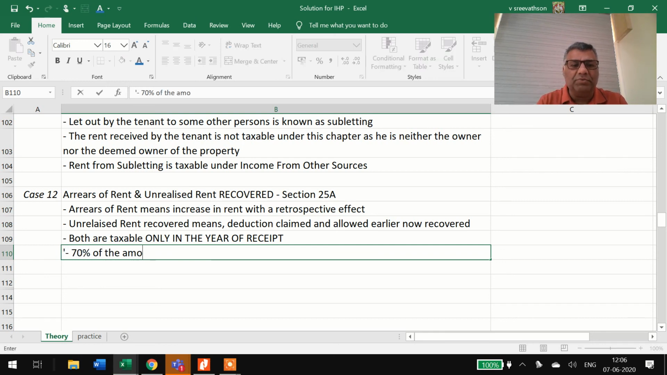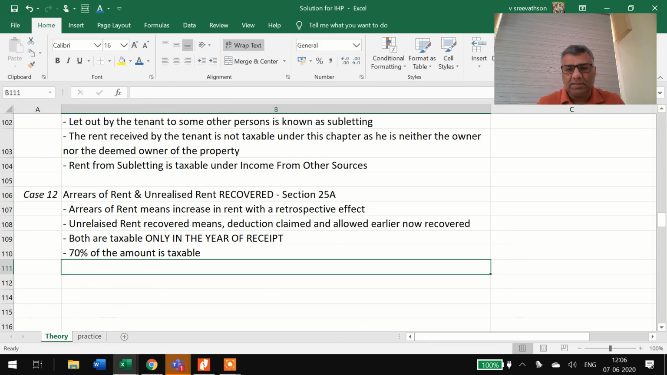70% of the amount is taxable. Why? I will tell you in the next class. 70% of the amount is taxable.